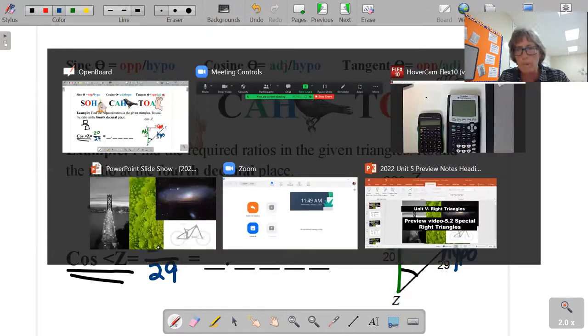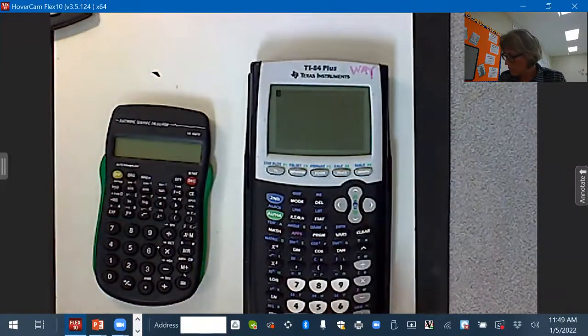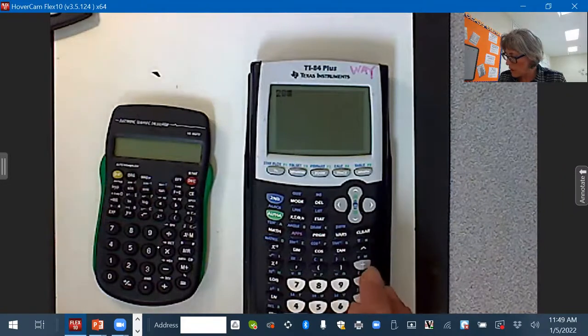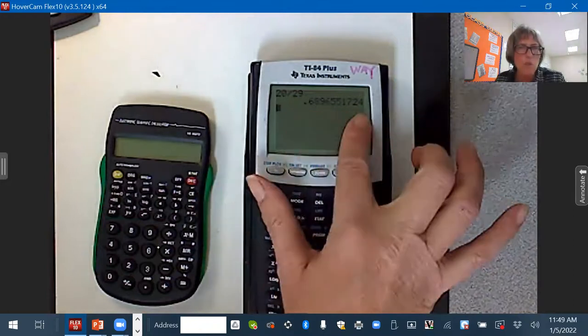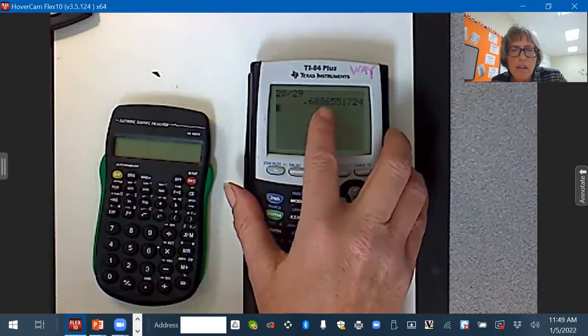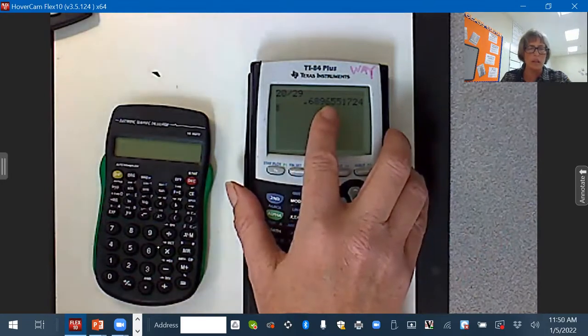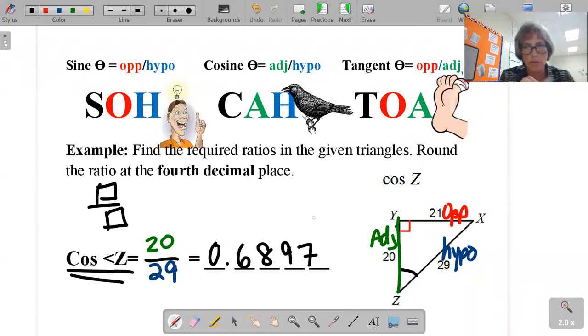Yes, at this point, you can go grab those calculators. That's going to be 20 divided by 29. When you're dealing with these ratios, always take it to the fourth decimal. 0.6896, and that's going to round up to 0.6897. That is the cosine ratio of angle Z. Cosine ratio. Ratio, code for fraction, code for decimal.